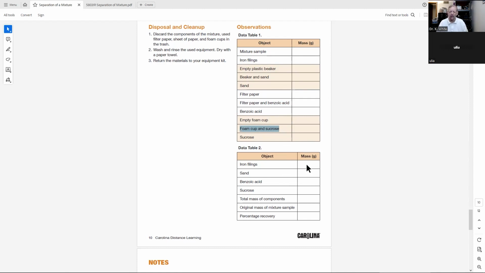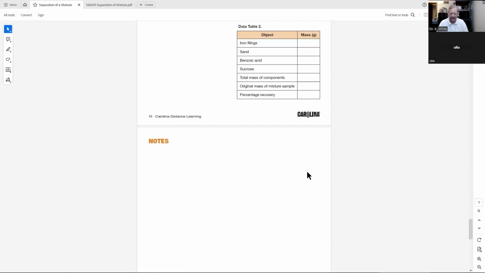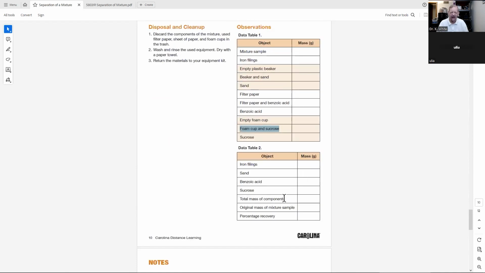If you add up the weight of the iron filings, the sand, benzoic acid, and sucrose, you'll get a total mass of components. Originally, you had a weight of the sample. And percent recovery is, I'll show you in your write-up.